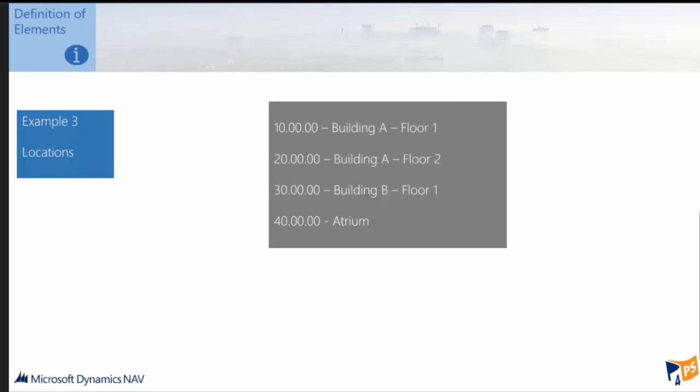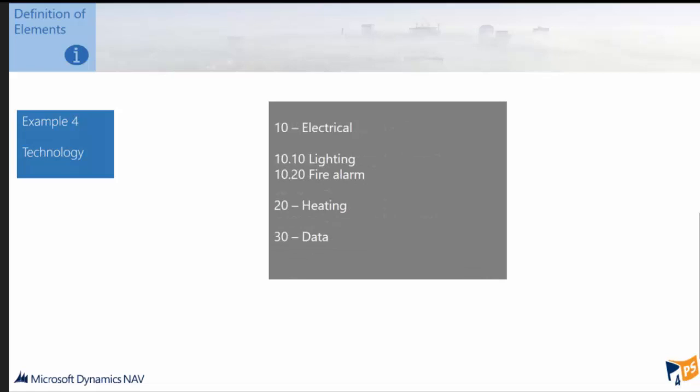This third example is a location-based one. So it's kind of activity, but it's more based on location. So you can see you've got building A floor 1, building A floor 2, building B floor 1, and atrium. So different subsets of the project, if you like, that you could analyze the project by as we're going through. This one here is an example of a breakdown by technology. So this one is using electrical, heating, and data, and the electrical is broken down by lighting, fire alarms, that type of activity as well.